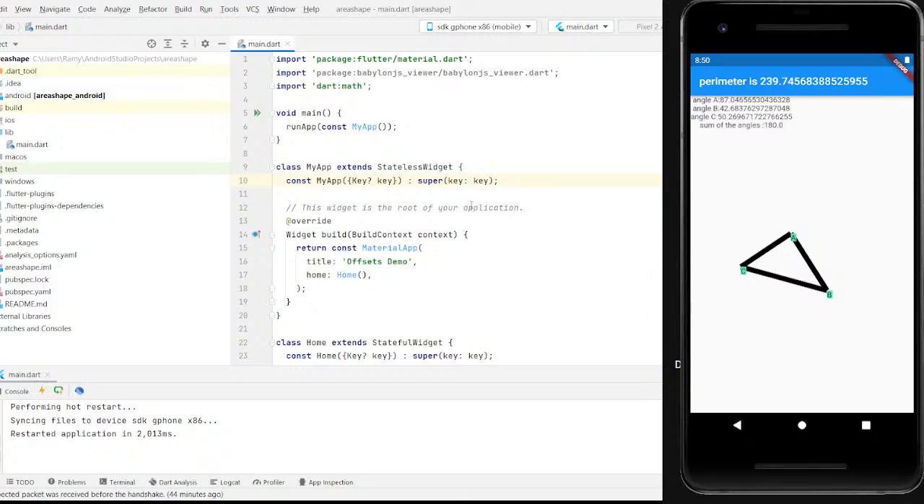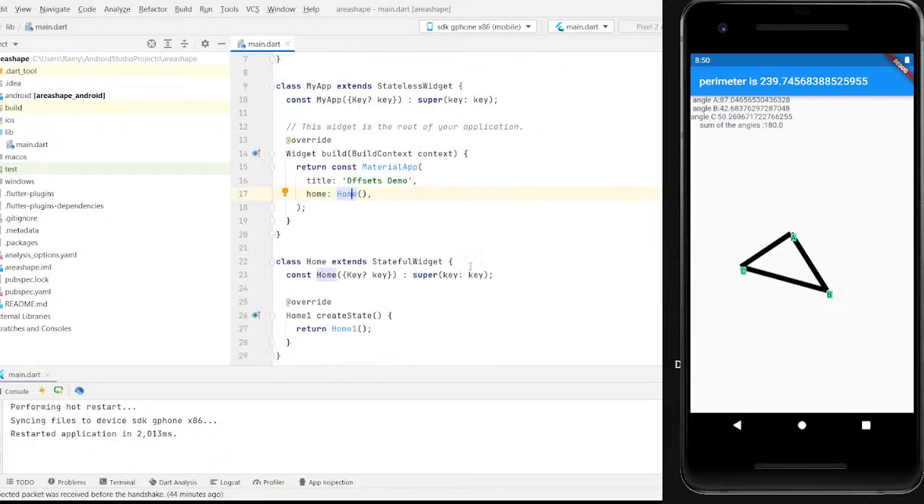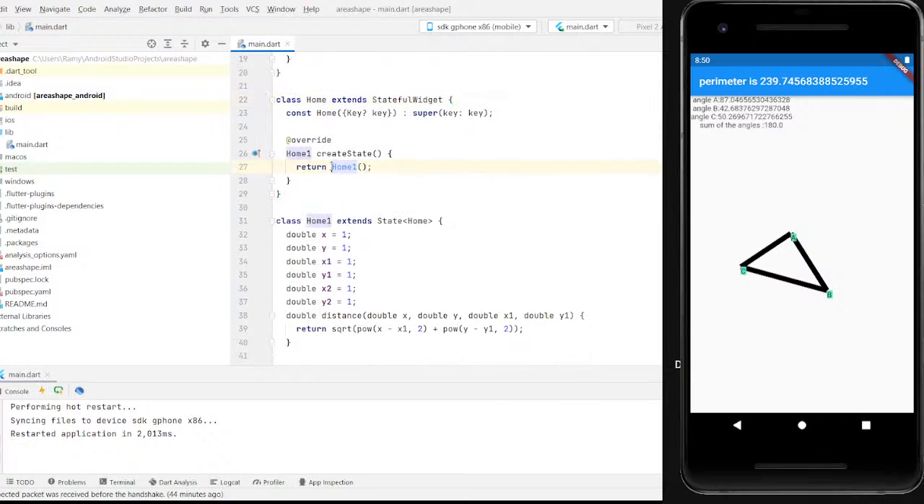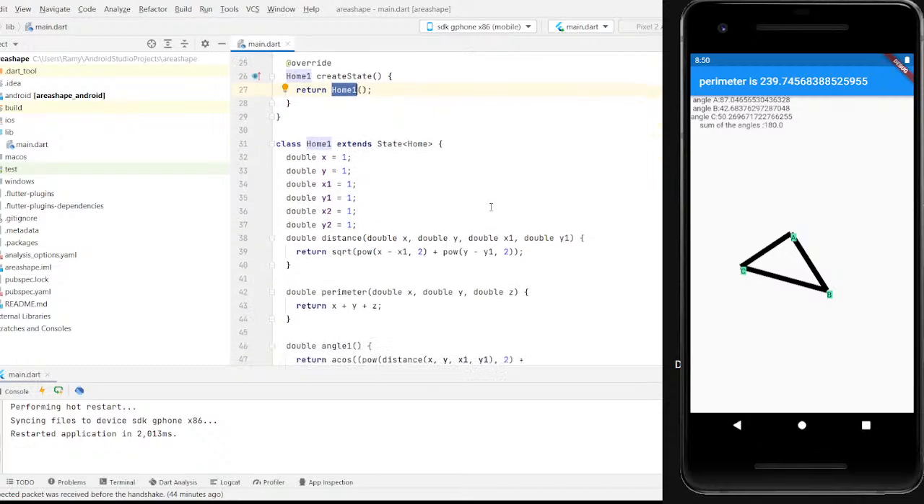First of all, we have built a class MyApp that extends the StatelessWidget class, and inside it there is a stateful widget called Home, and it must be a stateful widget, and later we will tell you why I use the stateful widget. And now let's go to Home 1, which is the state of this stateful widget.